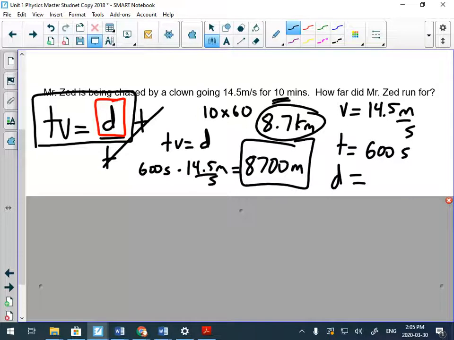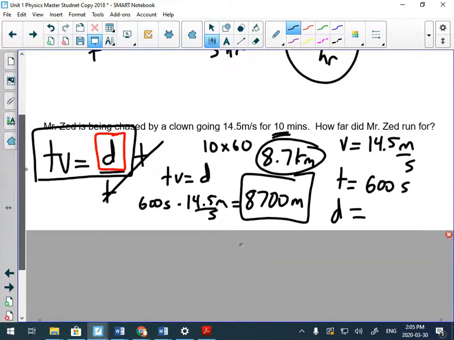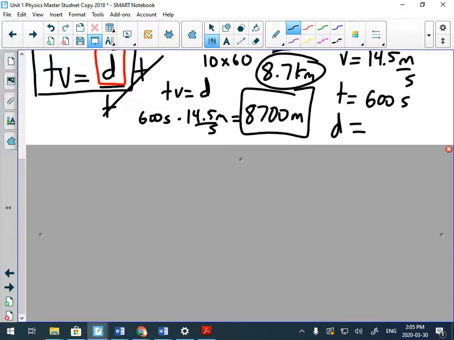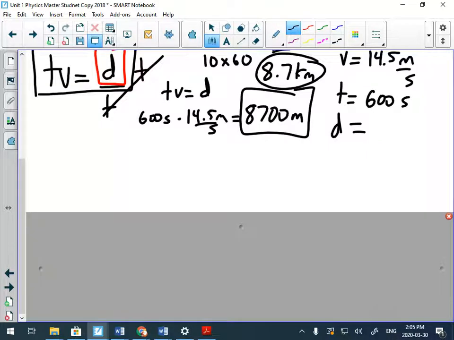Rearranging formulas we do all the time, and we estimate, because that's how we tell people how long it's going to take us to get somewhere or how far we've gone. You might be like, "Oh man, are we almost at our destination?" Well, how fast have we driven for? How long have we gone for? That's that formula right there. Okay, let's try one more problem.